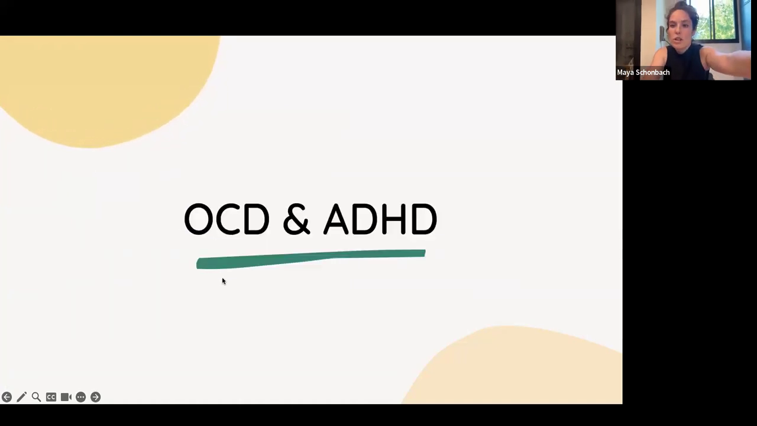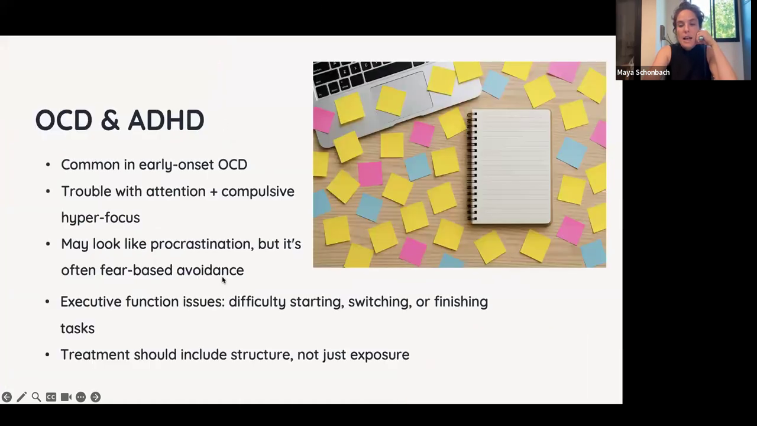So let's move on to OCD and ADHD, also another common comorbidity. OCD and ADHD might seem like complete opposites. One is about control, the other one is about distraction. I tried to show it in this image, having sticky notes everywhere, but then having a very neat notebook. Someone might struggle to focus because of their ADHD, but then maybe they hyperfocus on their compulsions in their OCD.